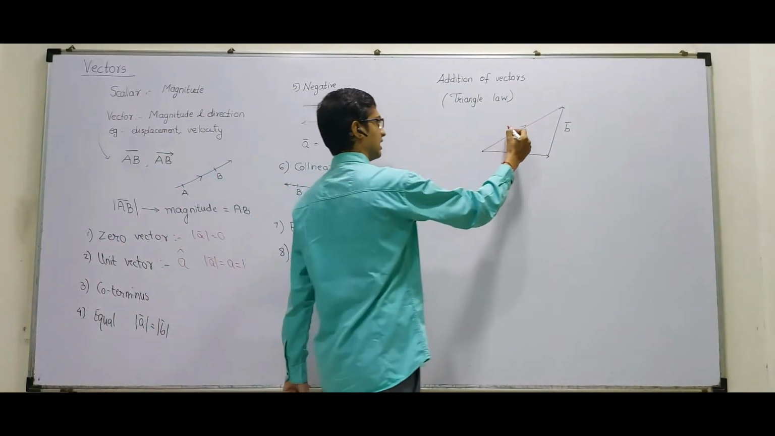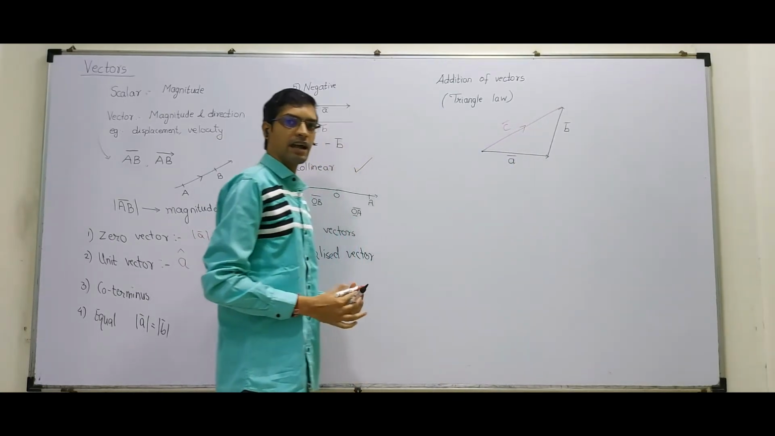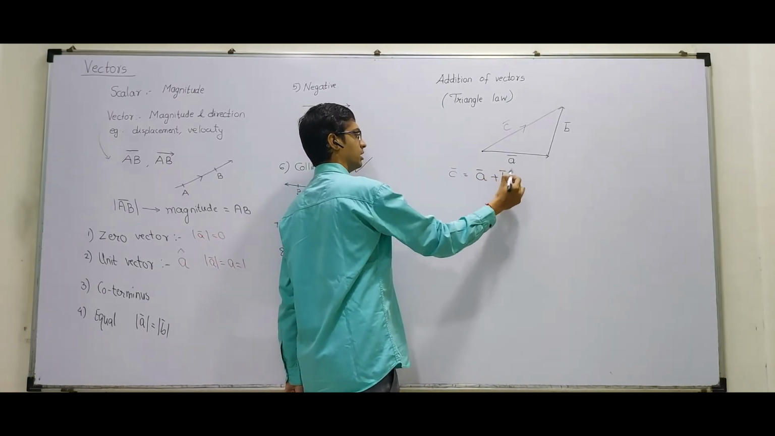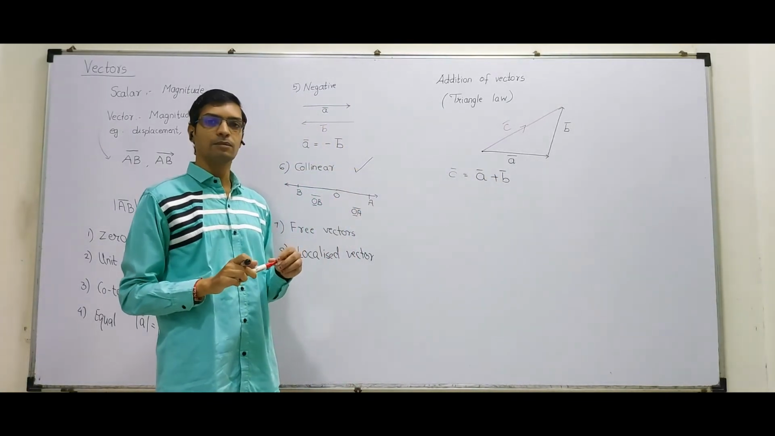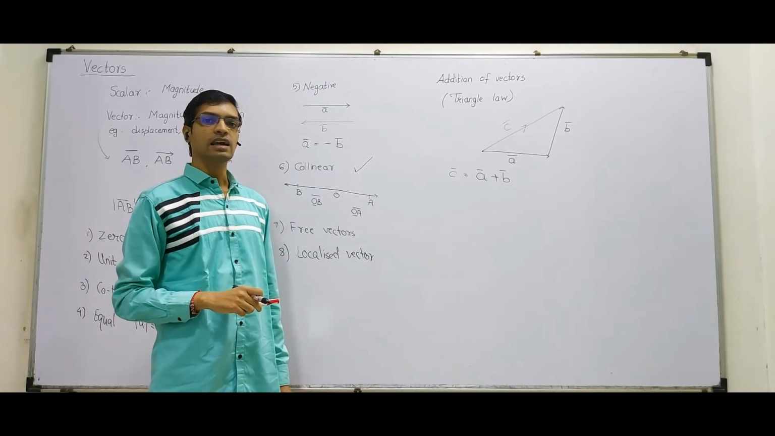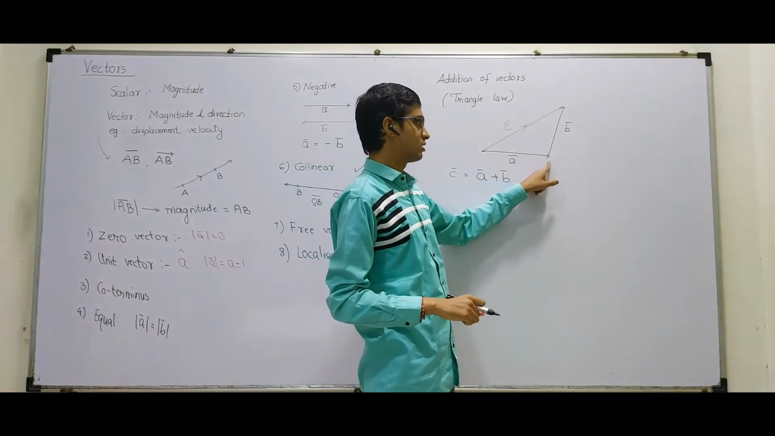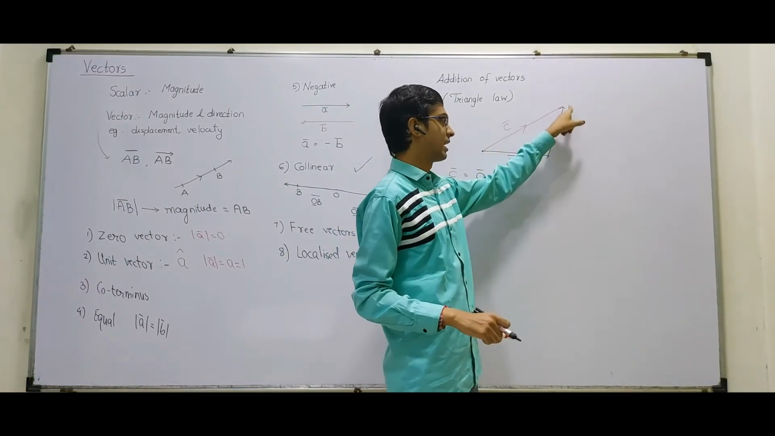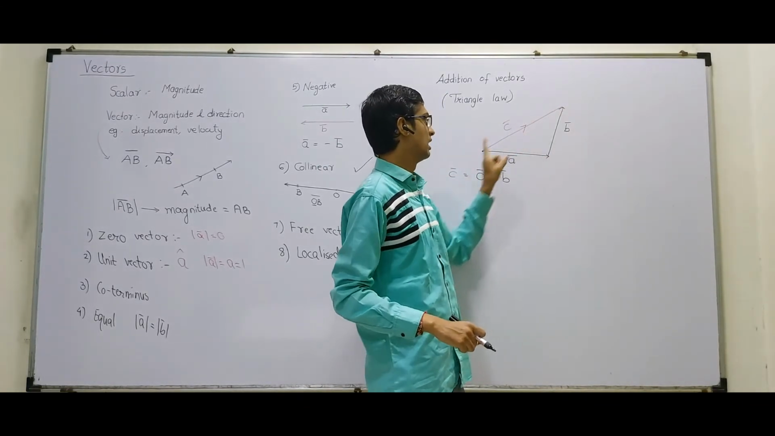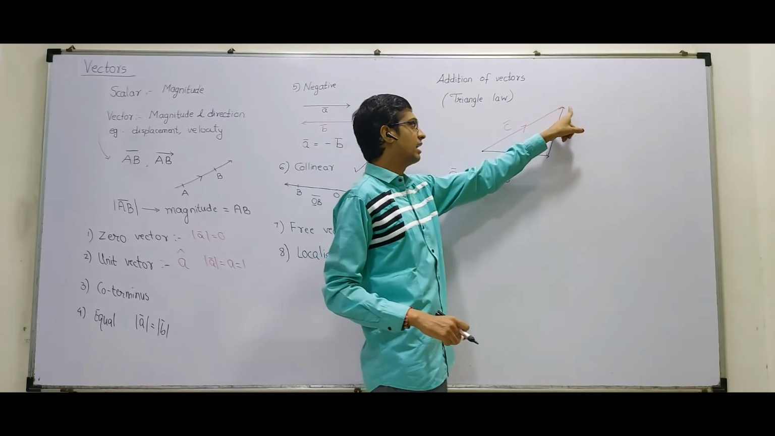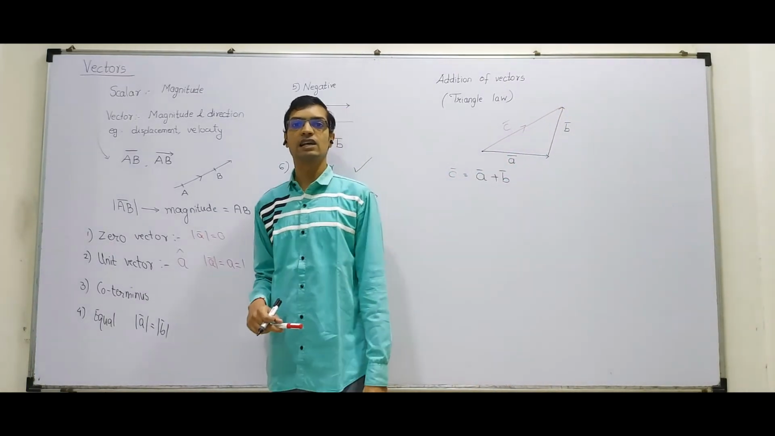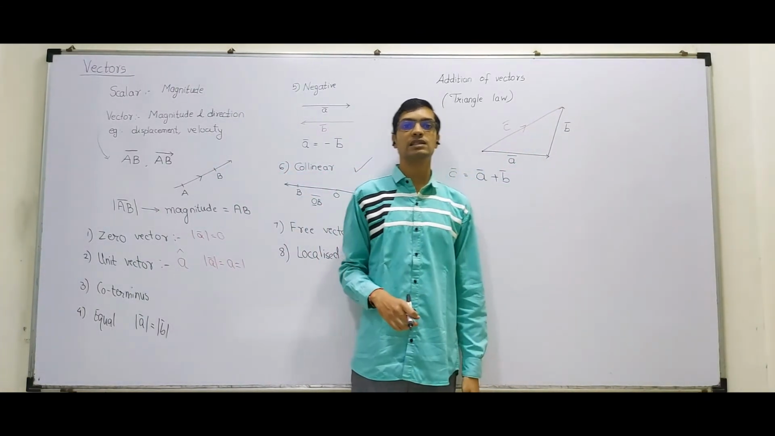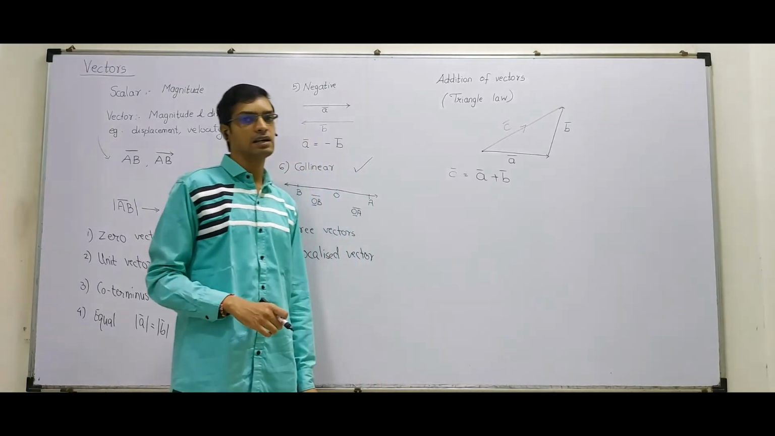If I say this red line is C bar, then triangle law says that my C bar should be equal to A bar plus B bar. If vectors are represented by sides of a triangle in such a way that the end point of the first vector is the starting point of the second vector, the third side, starting from the initial point and ending at the final point, represents the addition of two vectors. That is, A bar plus B bar is nothing but C bar.